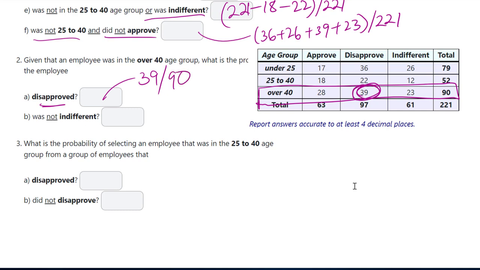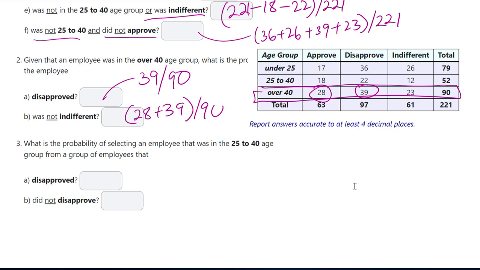Again, out of this over 40 age group, what is the probability that an employee was not indifferent? If they're not indifferent, they either approved or disapproved. So we're looking at 28 plus 39 divided by 90 there.